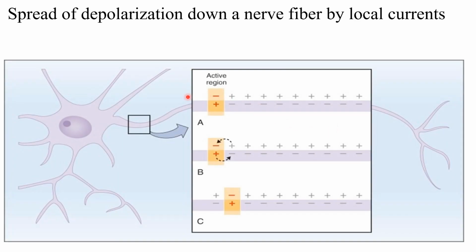So a series of changes. Normally what happens? Outside is positive, inside is negative, minus 70. When this is spreading, what will happen? This causes sodium entry. So inside becomes positive, outside becomes negative. Right? Reversal of polarity is called action potential. So it will spread here.